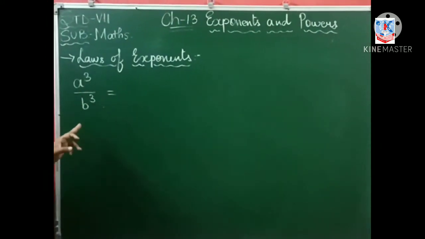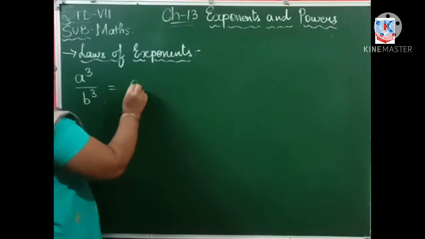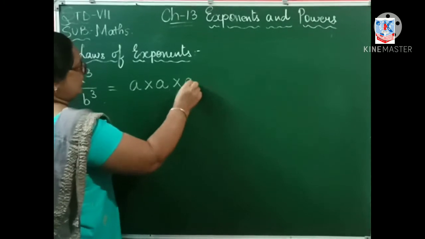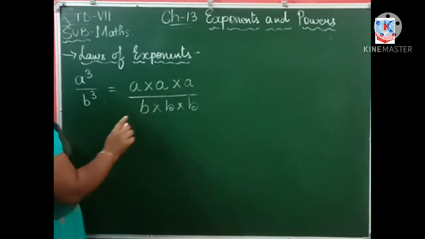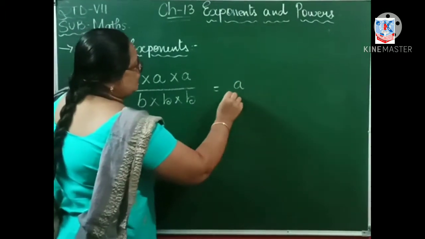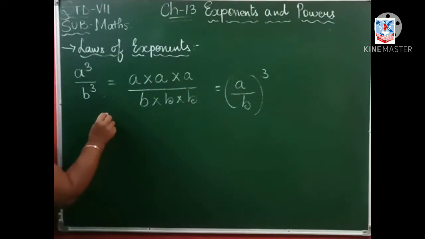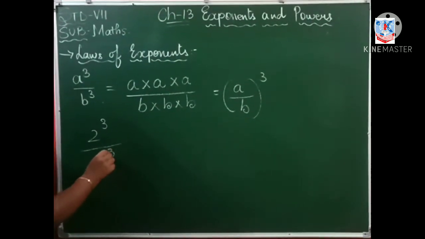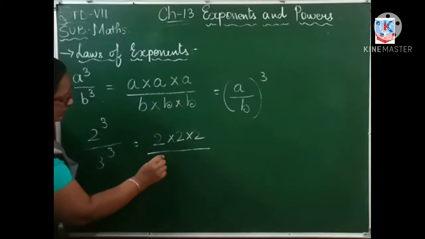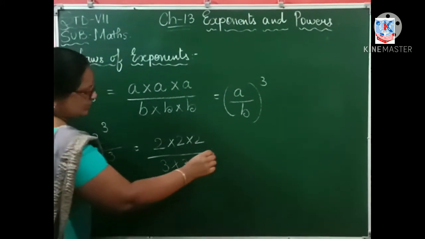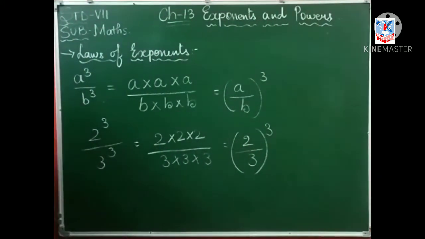Dividing the powers with the same exponent. Now see, a raised to the power 3 divided by b raised to the power 3. That means a into a into a divided by b into b into b. That means a three times, b three times. That means a divided by b, all raised to 3. Understood? For example, 2 raised to 3 divided by 3 raised to 3. That means 2 is to be multiplied 3 times and 3 is to be multiplied 3 times, which is equal to 2 divided by 3, raised to 3. Understood?